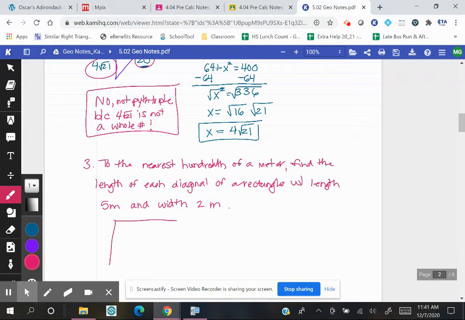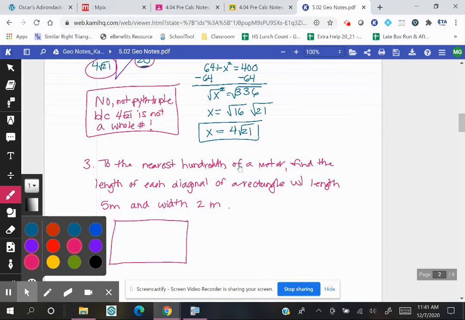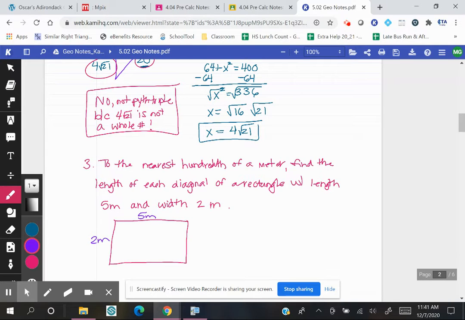So draw your rectangle. And let's label this. Our length is 5 meters. Our width is 2 meters. Find to the nearest hundredth of a meter the length of each diagonal. So to draw a diagonal, you find the two opposite vertices and draw it in. So I'm just going to draw one diagonal in.